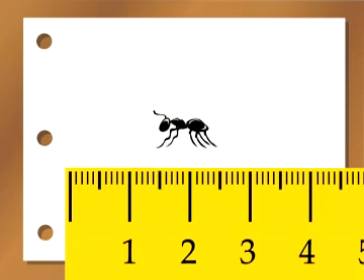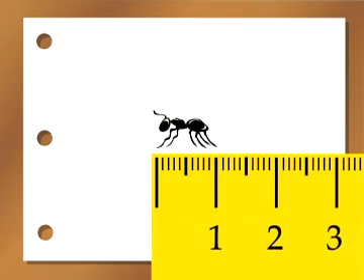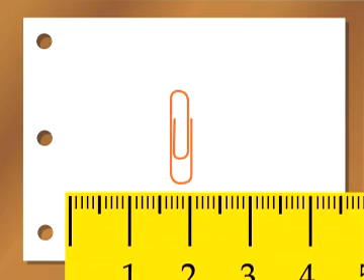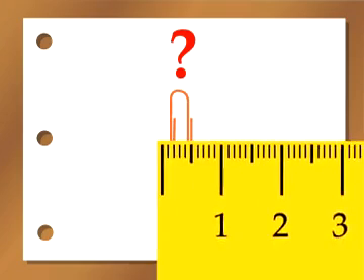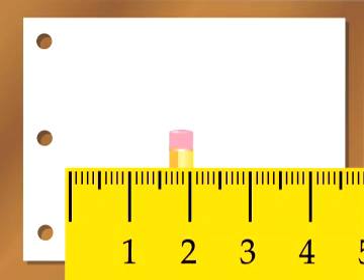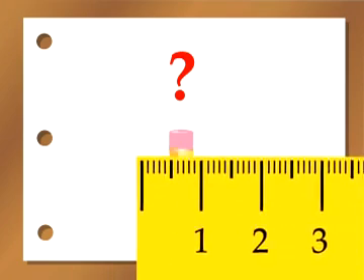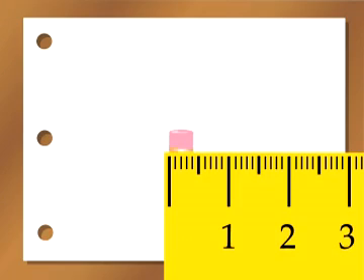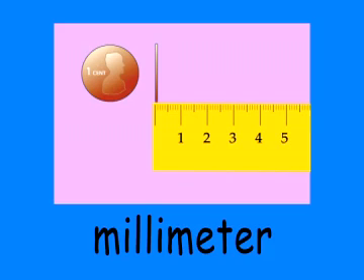How many millimeters is the ant? The ant is 10 millimeters long. How many millimeters wide is the paperclip? It is 4 millimeters wide. How many millimeters wide is the eraser? It is 4 millimeters wide. A millimeter is about as wide as this penny.